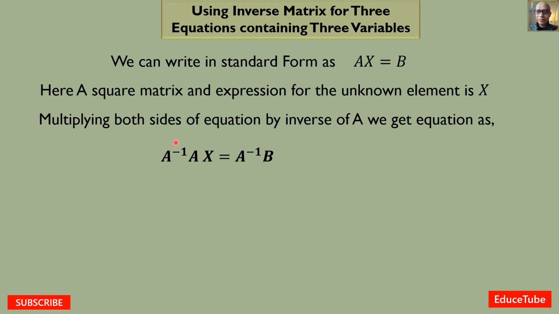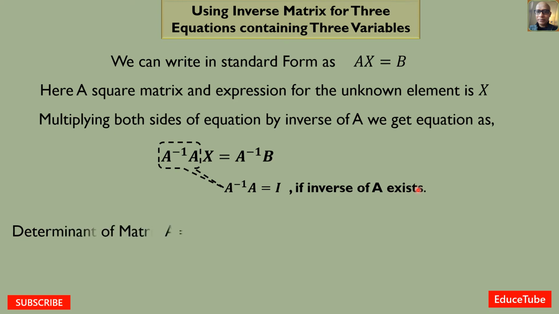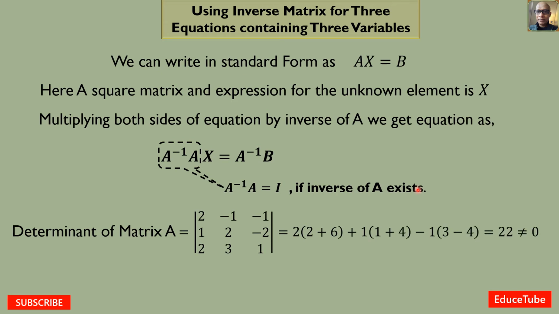So it is same like two equations what we have seen here. Also A inverse A is equal to identity matrix. So identity matrix, it will be represented by I, and also there is condition if inverse of A exists. That is most important. We have to prove that. So first we will find determinant of matrix A, and we found that determinant is 22 and it is greater than 0. So it is non-singular and inverse exists. So X = A inverse B.